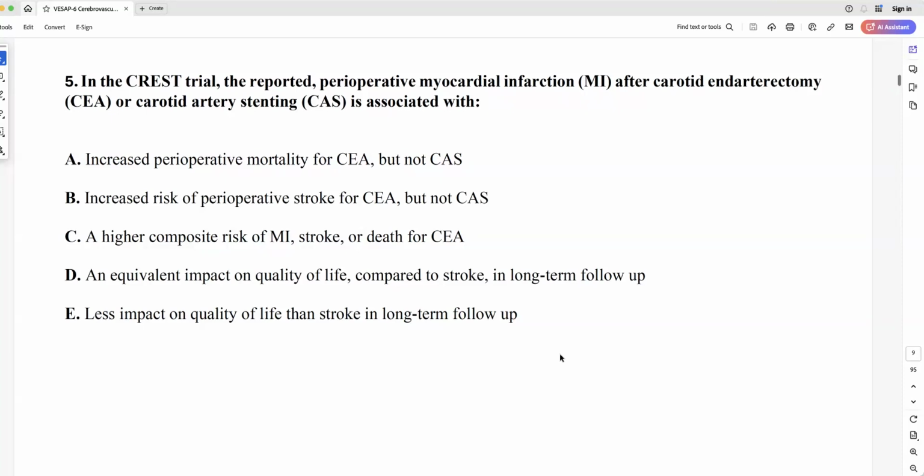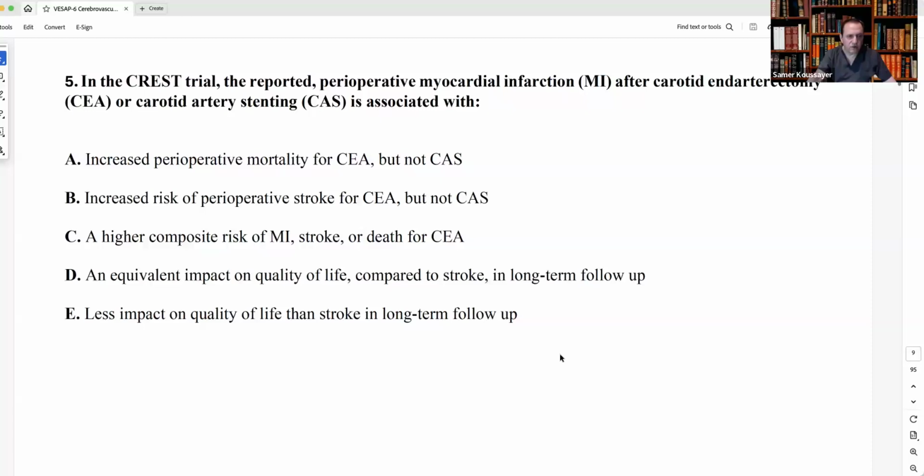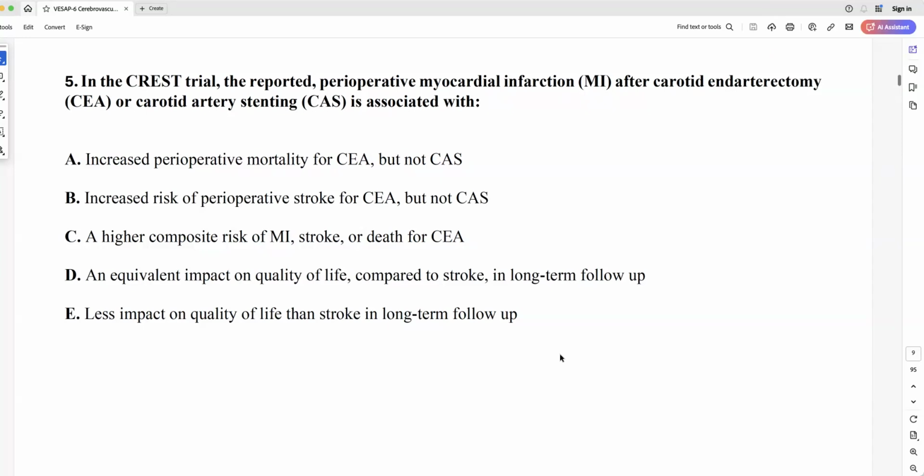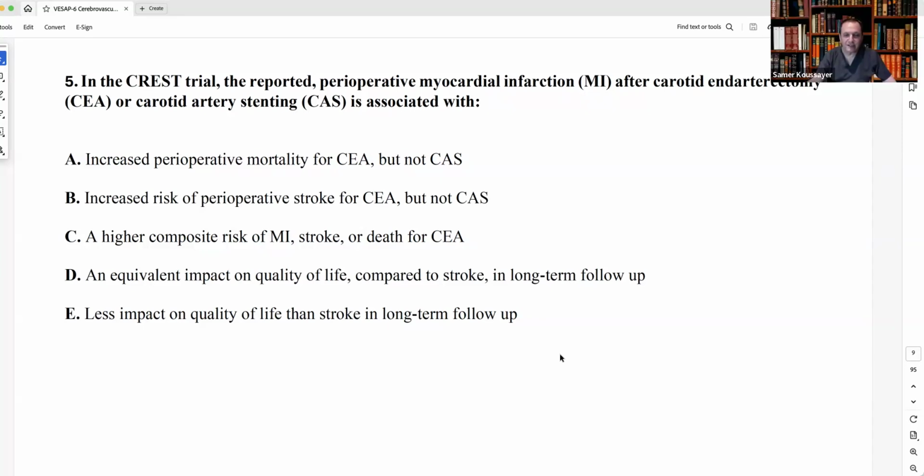Yes, I totally agree with your feeling. The CREST trial is a very important trial, it affected a lot of our practice, and it showed the advantage of carotid endarterectomy over carotid artery stenting. I think it's very important for the exam, and I agree totally with your point of view. But I think even E is wrong. It should be more impact on quality of life is stroke than MI, because MI has less impact. Yes, I agree. Anyway, guys, this is what you have to learn, that MI has less impact on your life quality than stroke. Okay, this is the end of it.